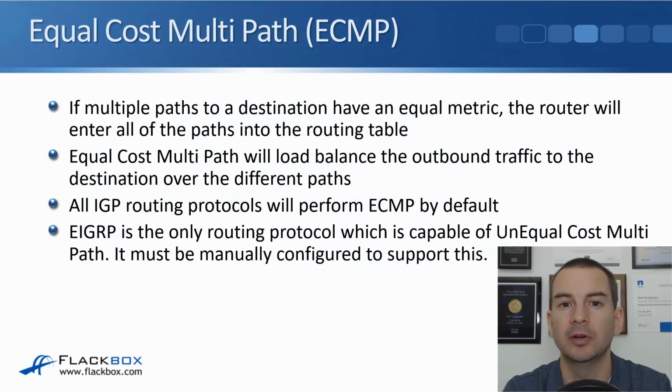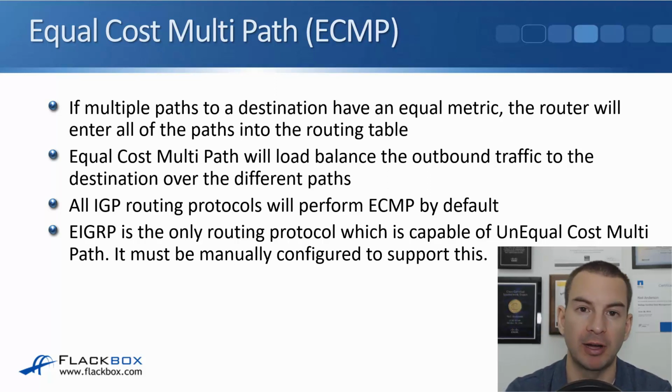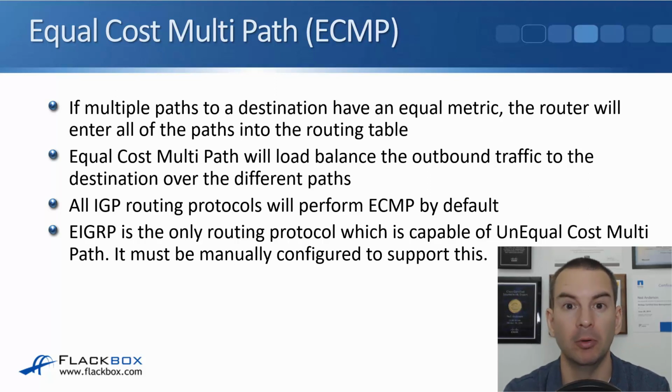In this lecture, you'll learn about equal cost multipath, ECMP. If multiple paths to a destination network have an equal metric, the router will enter all of those paths into the routing table and it will load balance the outbound traffic to that destination network over those available multiple equal cost paths. And all routing protocols, all your IGPs will perform equal cost multipath by default.